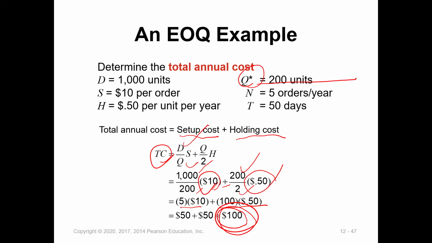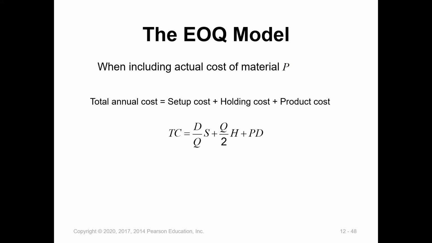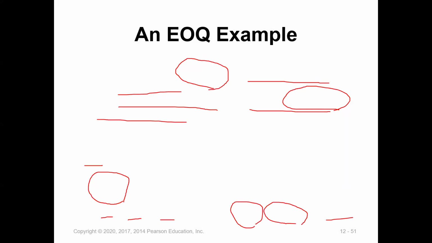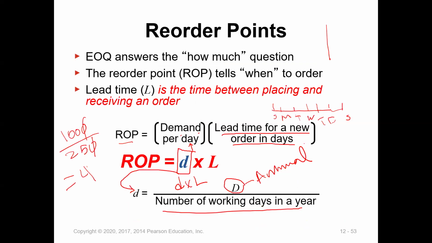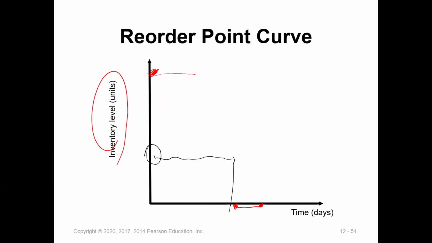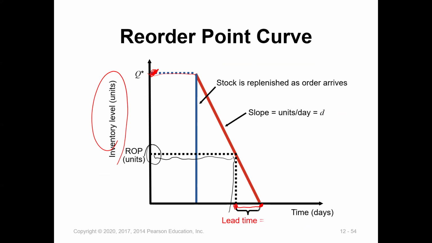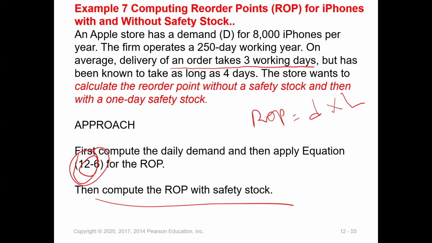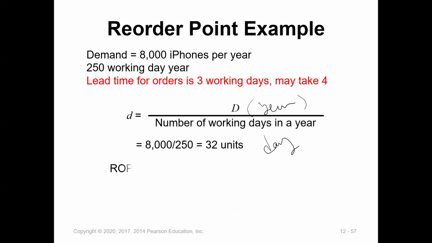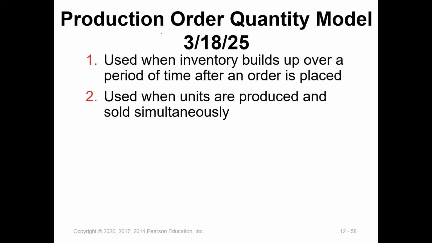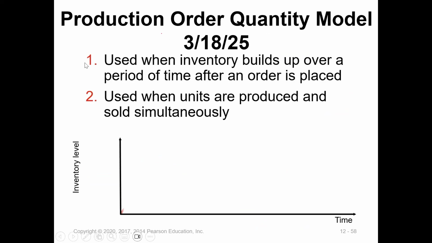We learned how to calculate the setup time, total time. And then we also talked about the reorder point, which is equal to D times L. D is the daily demand, we said. L is the lead time. We solved several examples last time. And then we started the production order quantity model.